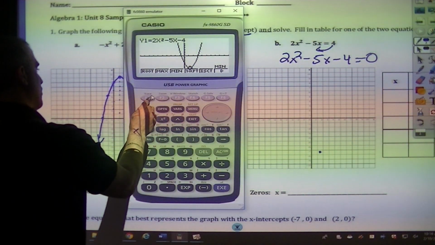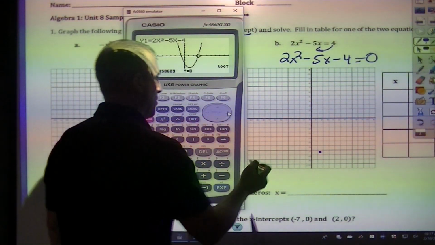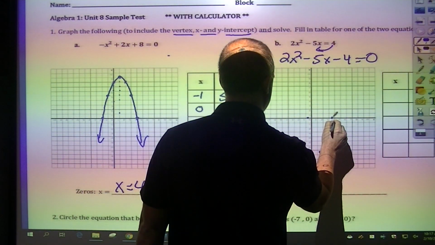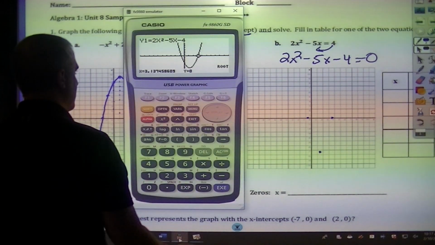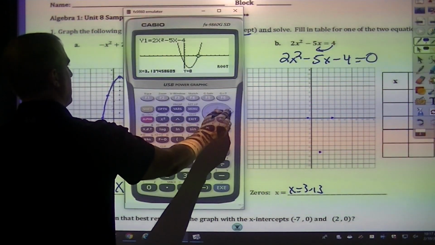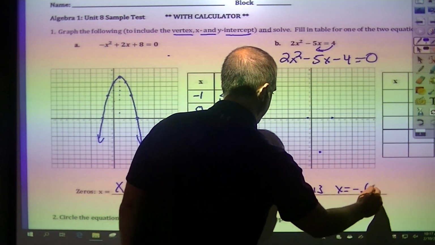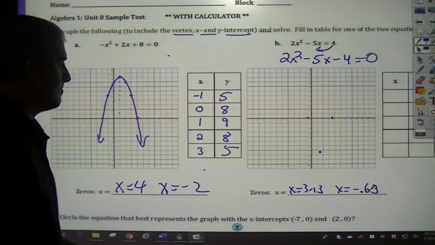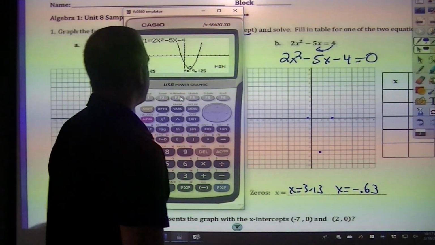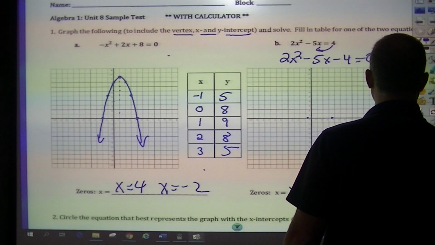G-solve root. I got a root at -0.63 and 3.13. So -0.63 would be here. 1, 2, 3, and a little bit would be right there. I've got to write my zeros anyway, so I'm going to write those. X equals 3.13. All right. If I hit over to get to this other one, x equals -0.63. Okay. Now my vertex, G-solve minimum. My vertex is 1.25 and -7.125.